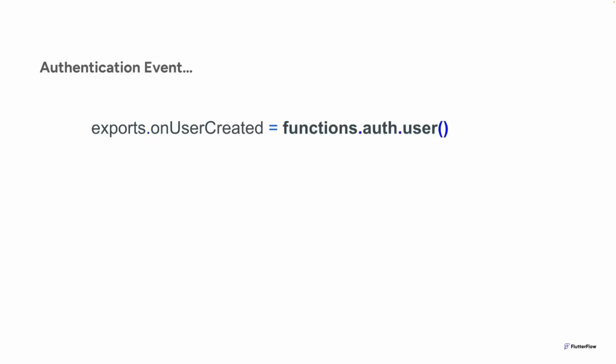Let's check another trigger. Functions can handle user authentication events such as sign in and sign up. On create triggers when a user account is created. Here is a perfect scenario when you want to add extra information that you cannot store in Firebase Authentication to a database, for example, in Firestore. On delete triggers when a user is deleted.